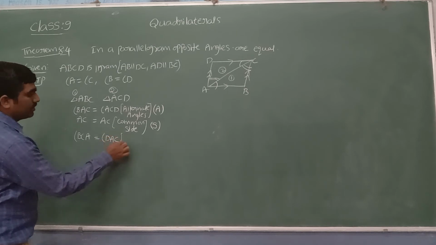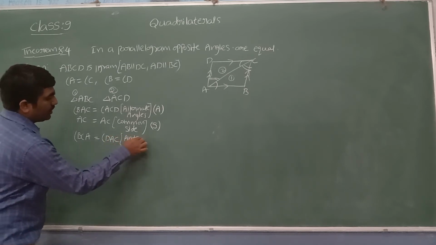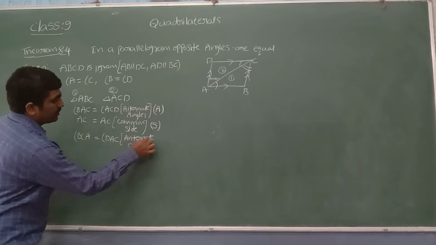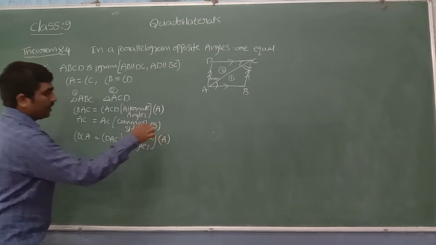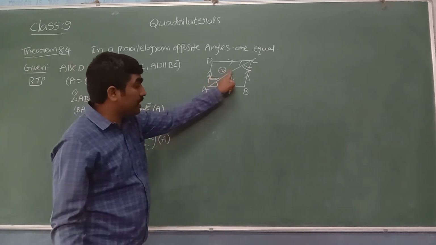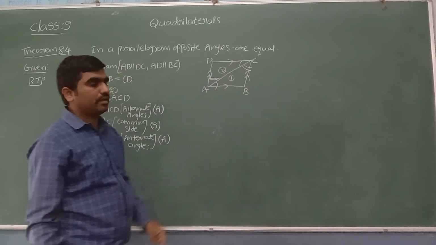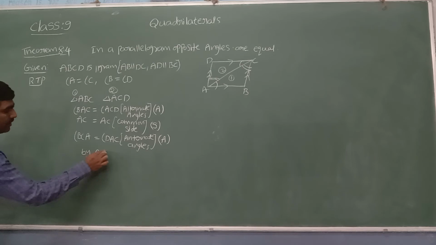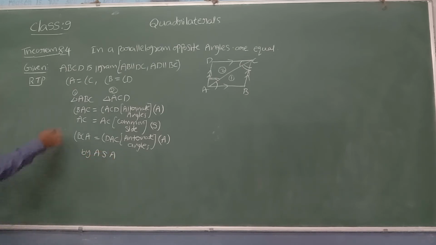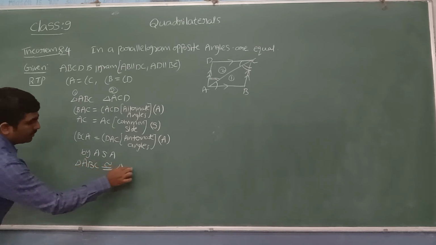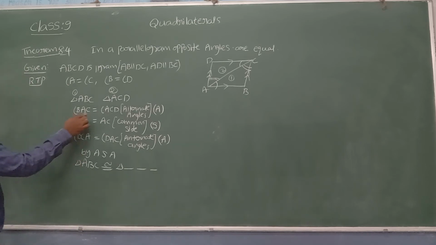Both are equal. The reason is alternate interior angles. One more angle is equal. Now by ASA, you can see a side is included between those two equal angles. By the angle-side-angle criterion, we can say that both the triangles are congruent. Triangle ABC is congruent to triangle CDA.